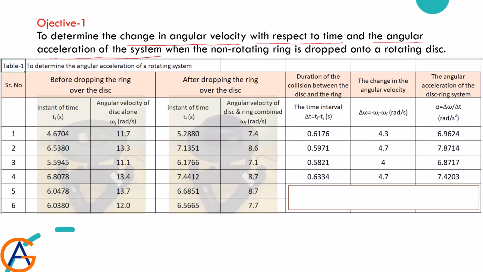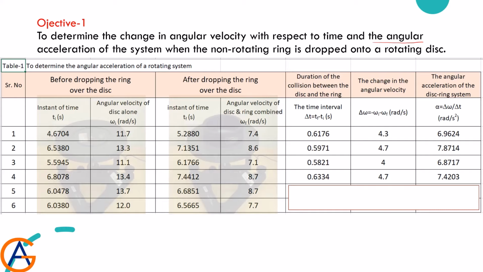Here we should note down that there is no external torque acting on the system. The disk is rotating, and on the rotating disk we are placing the non-rotating ring, so there is no external torque acting on the system. Though there is no net torque, we can still get an angular acceleration here.